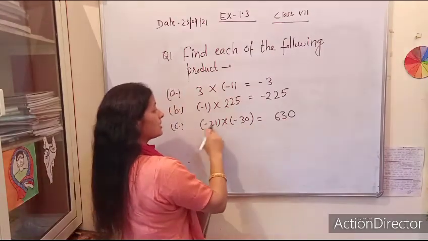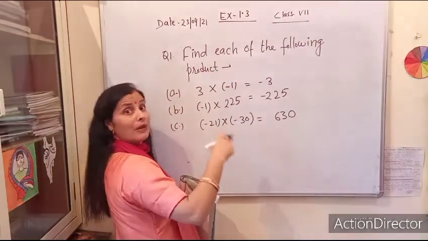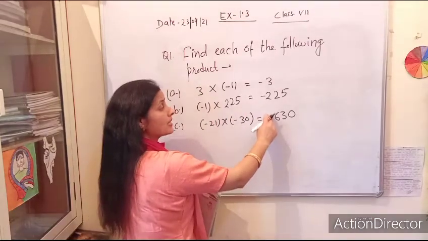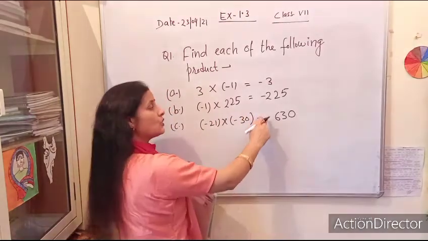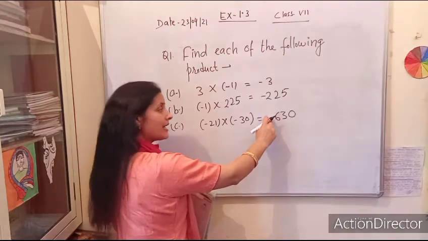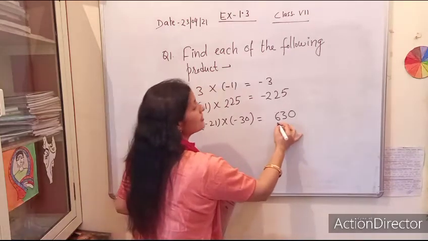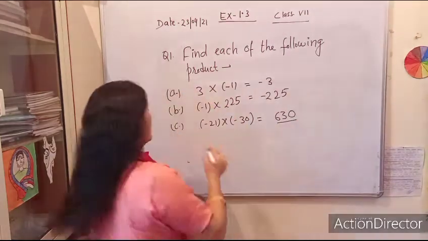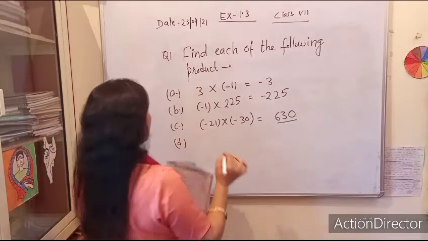Now you can see minus minus. Minus minus will become plus. There is no need to show the plus sign before a number; this is the rule. So our answer will be 630. Understood? Now come to the D part of question number 1.